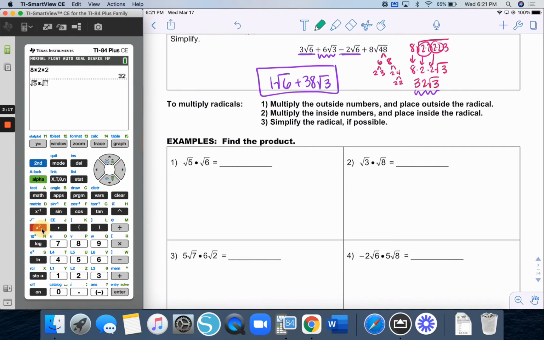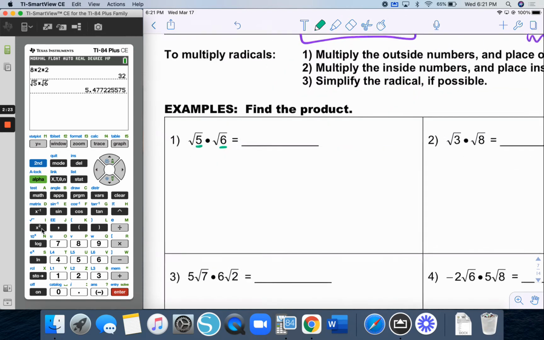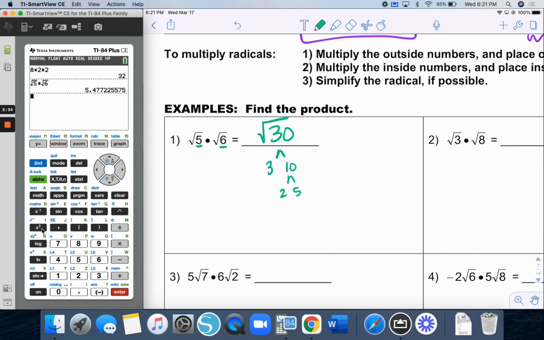So for number 1, if I test this out, the square root of 5 times the square root of 6. And we don't get a pretty number, so we're going to multiply. 5 and 6 are both inside of the square root, so I multiply to be the square root of 30. 30 breaks down into 3 and 10, and 10 is 2 and 5. None of these numbers are duplicates, so I would stop at the square root of 30 because I cannot simplify that further.